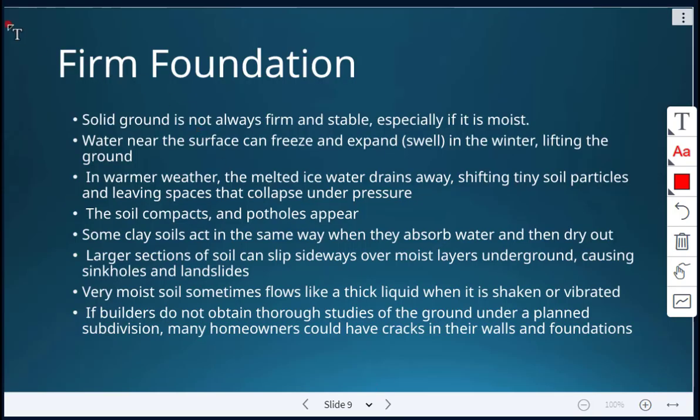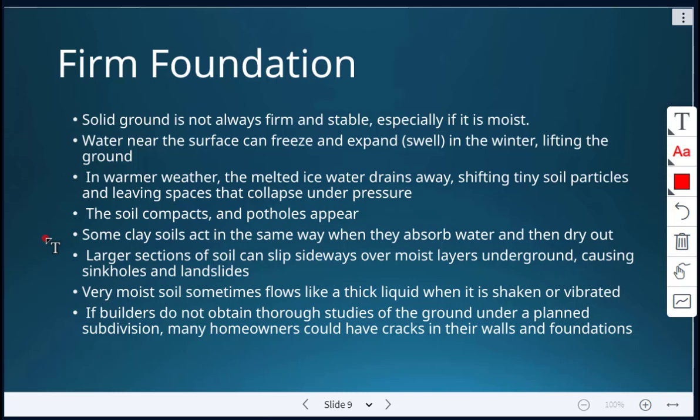A firm foundation is necessary for a stable structure. Solid ground is not always firm and stable, especially if it's moist. Water near the surface can freeze and expand in the winter, and that will lift the ground. In warmer weather, the melted ice water will start to drain away. It'll shift tiny soil particles and leave spaces that will collapse under pressure. Soil can compact, and potholes can appear.